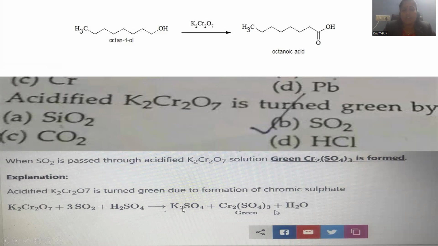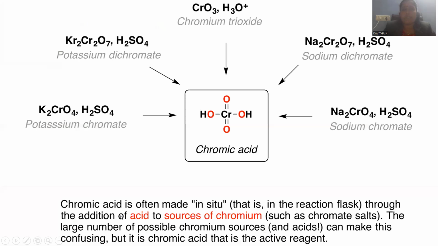Dichromate will be converted into K2SO4 and Cr2(SO4)3. Cr2(SO4)3 is called chromium sulfate, which is green in color. And here water is another product you can notice. This is the way K2Cr2O7 is converted into chromium sulfate.